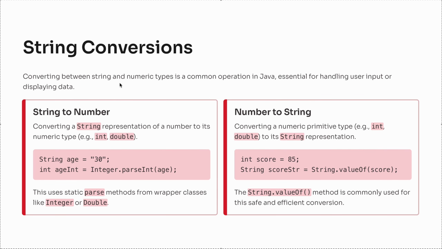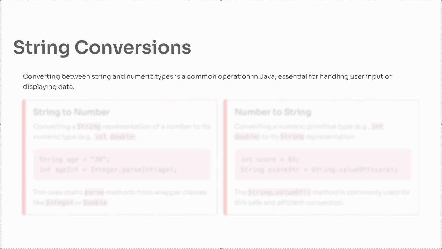And next we need to look into string conversion. String conversion is like converting a string to numerical digits. For example, if you want to convert a string to a number or a number to a string, we need some conversions. First, we need to see how we can convert a string to a number.